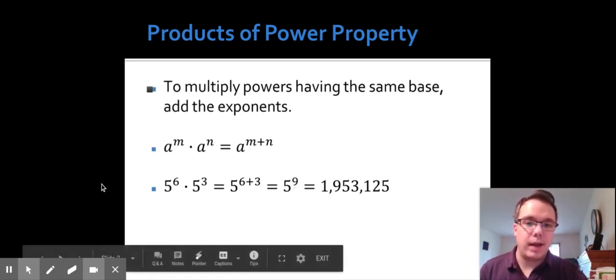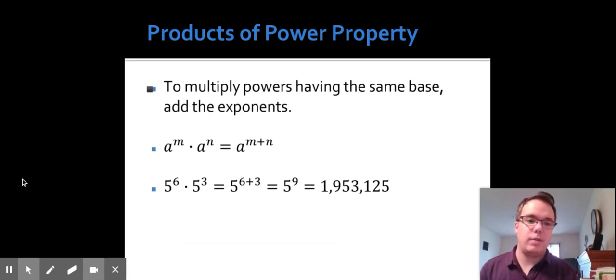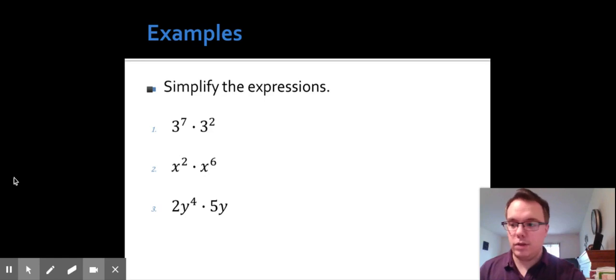And remember, if we have a number as our base of our exponent, we have to simplify because we can. So 5 to the 9th is 1,953,125 simplified. So I have a couple examples here of using our product of a power rule.